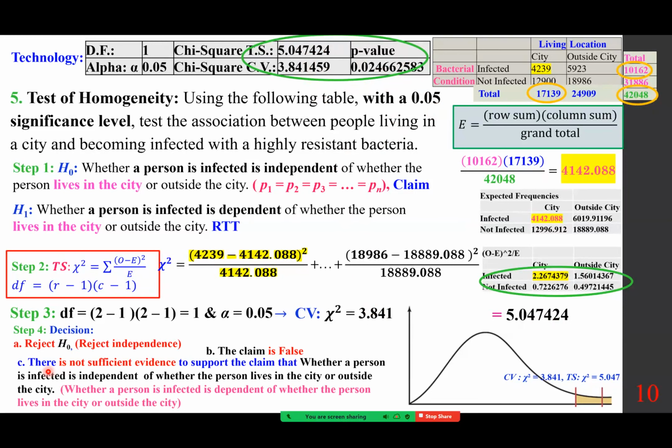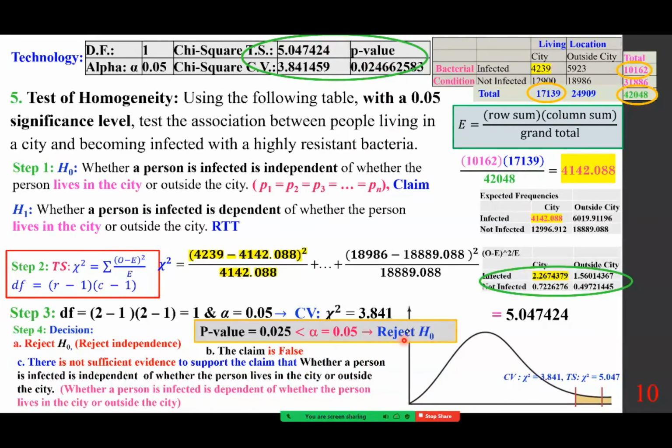Oh, the order was wrong. There is not sufficient, so reject H0, the claim becomes false. There is not sufficient evidence to support the claim that whether a person is infected is independent of whether the person lives in the city or outside the city. Another way of writing it: whether a person is infected is dependent on whether the person lives in the city or outside the city. So it depends where you live. That's the bottom line. And again, if you look at the p-value from here, this number compared to alpha, that gives you the same decision, everybody.